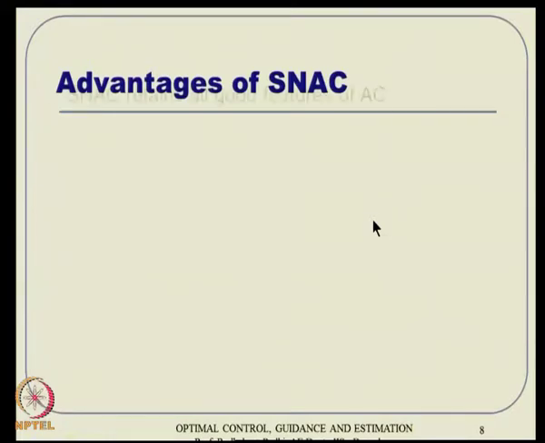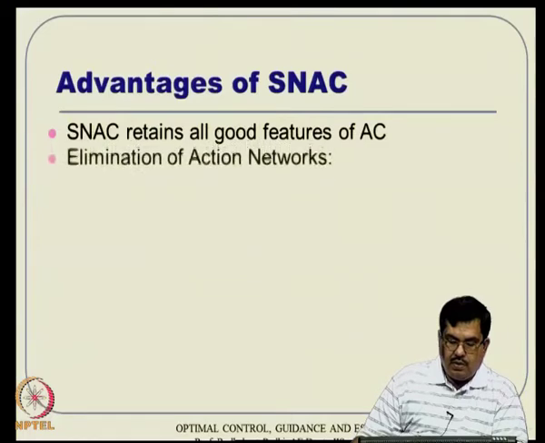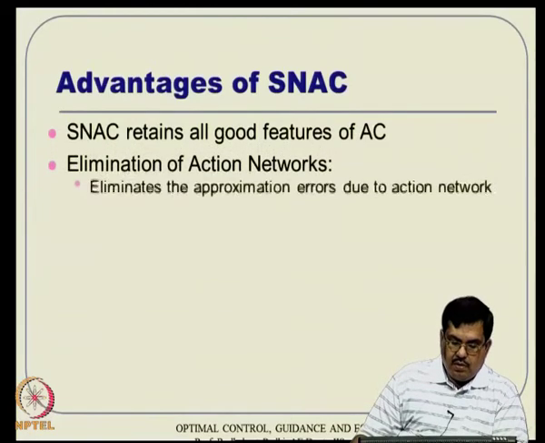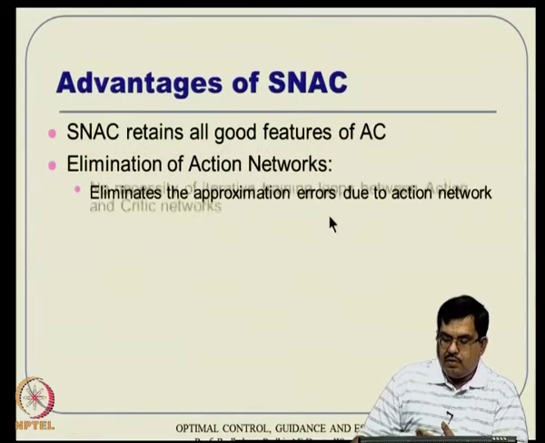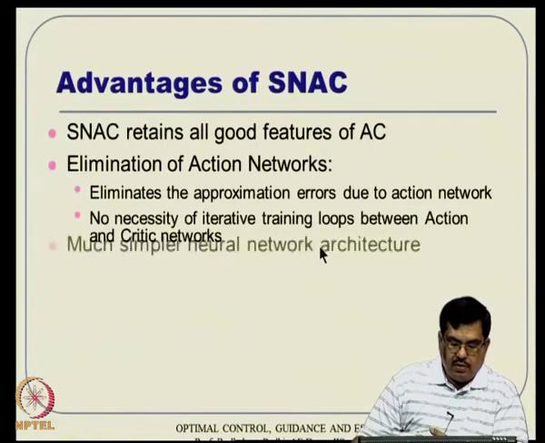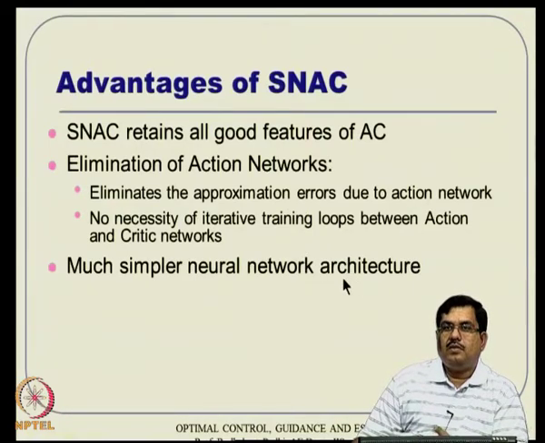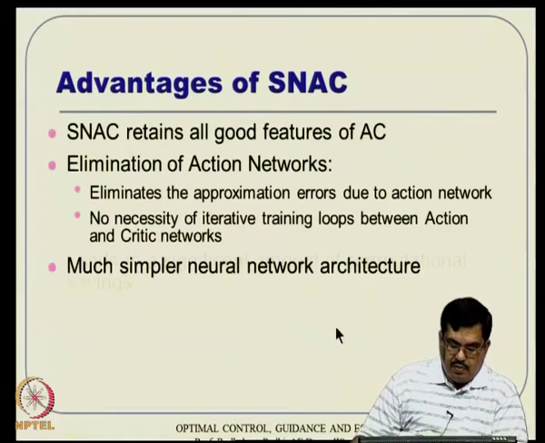Now, advantages of single network adaptive critic: it retains all good features of adaptive critic, it eliminates the action network, and hence eliminates the approximation error due to the action network. There is no necessity of iterative training between action and critic networks. It turns out to be a much simpler neural network architecture for synthesis of optimal control for this class of problems.